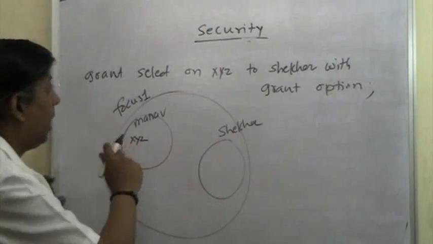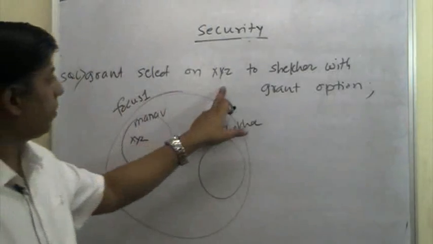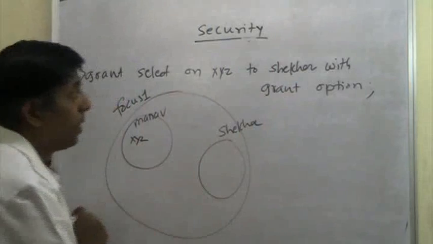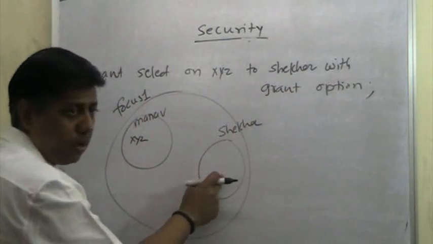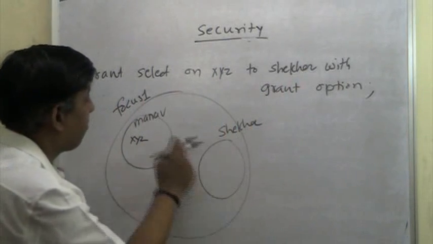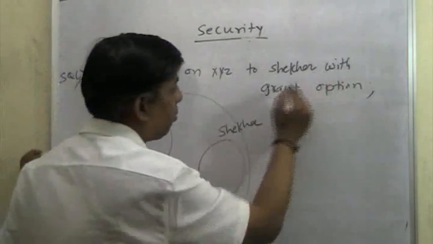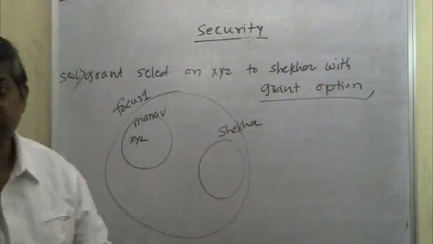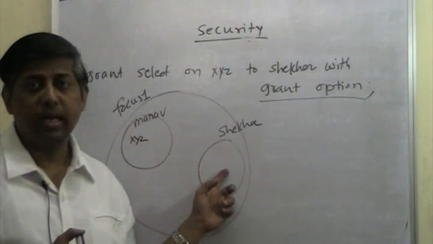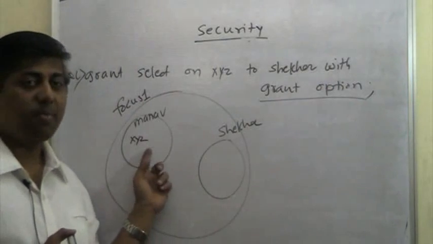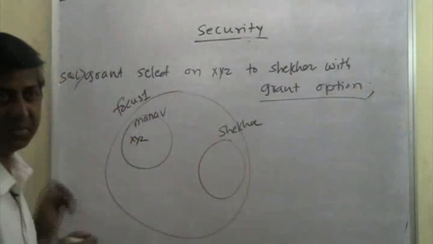He has created that table, and therefore he executes this command: grant select on XYZ to user Shekhar with grant option. The moment he grants me a select privilege, Shekhar can log in and say select star from manav.xyz. I will be able to select it. That is absolutely fine up to this point. Then what is the purpose of the grant option? The purpose of the grant option is that now I am not just giving Shekhar a privilege to select from my table. I am giving him one extra privilege to grant the same privilege to somebody else.